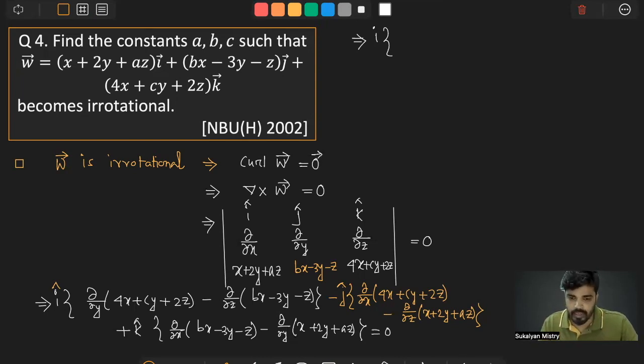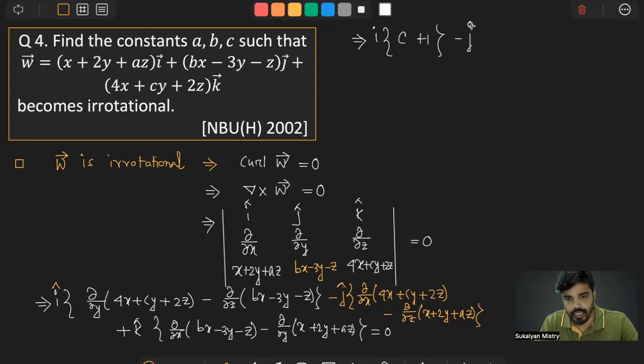Okay, now we have to take the partial derivative with respect to y. When we differentiate with respect to y, z is assumed to be constant, so that is 0. The partial derivative of cy is c. Minus, the partial derivative with respect to z, x and y are constant, so that is minus 1. So minus of minus 1 gives plus 1.